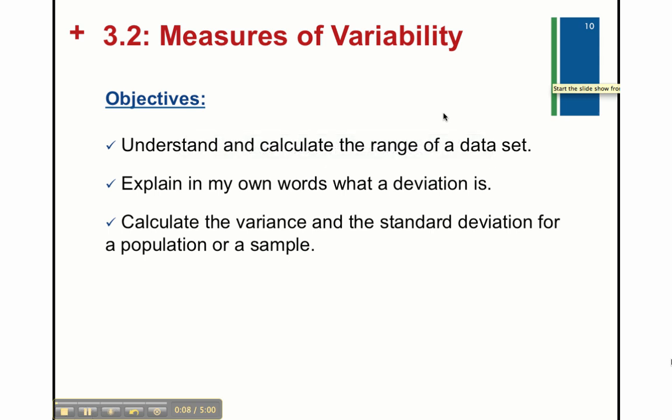Over 3.2. 3.2 is titled Measures of Variability. Another way to say it is a measure of spread of a data set. So remember in 3.1 we were looking at measures of center, mainly the mean and the median are good measures. Now we're going to focus on measures of spread such as the range and the standard deviation. We'll also have the variance as a calculation, but the good measures of spread that we're going to look at are range and standard deviation.